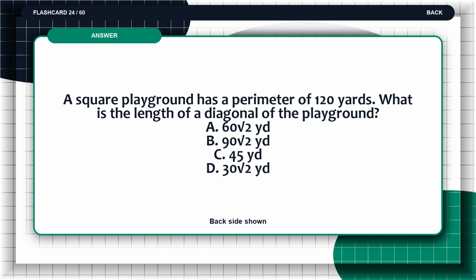The answer is, a square playground has a perimeter of 120 yards. What is the length of a diagonal of the playground? A: 60 square root of 2 yd, B: 90 square root of 2 yd, C: 45 yd, D: 30 square root of 2 yd.